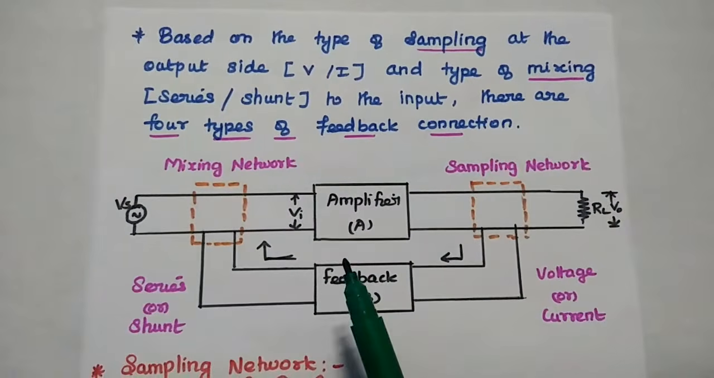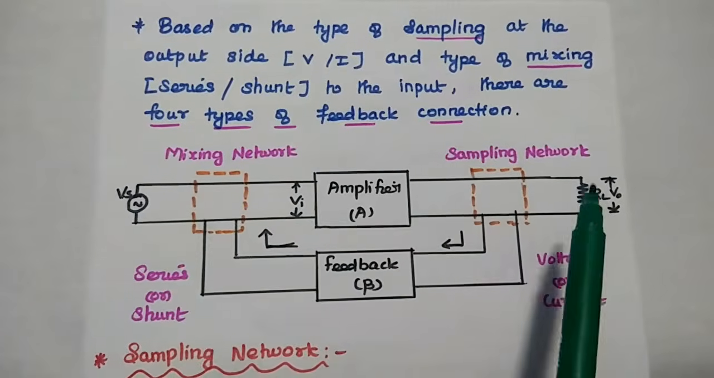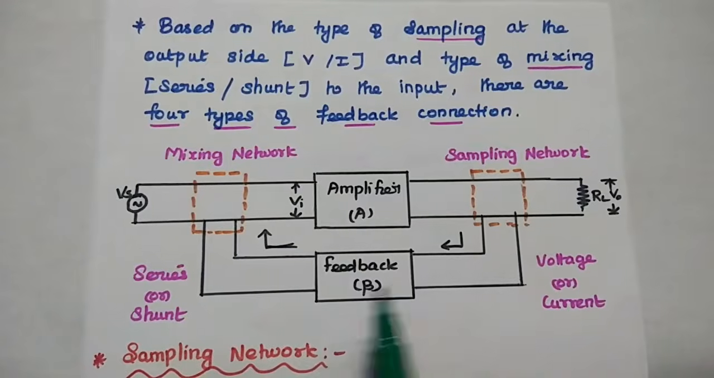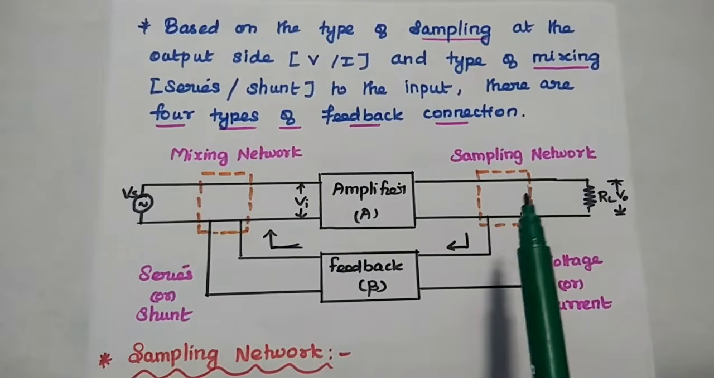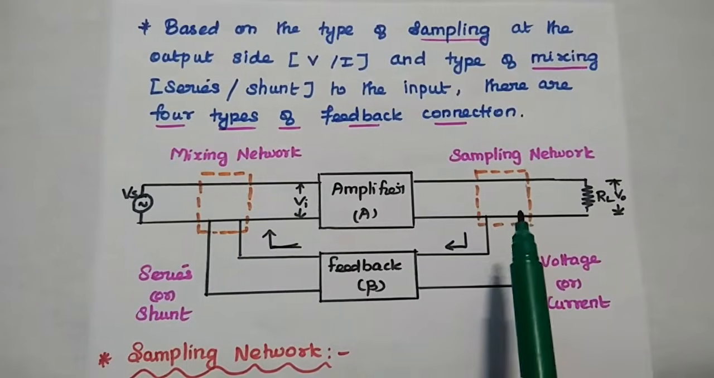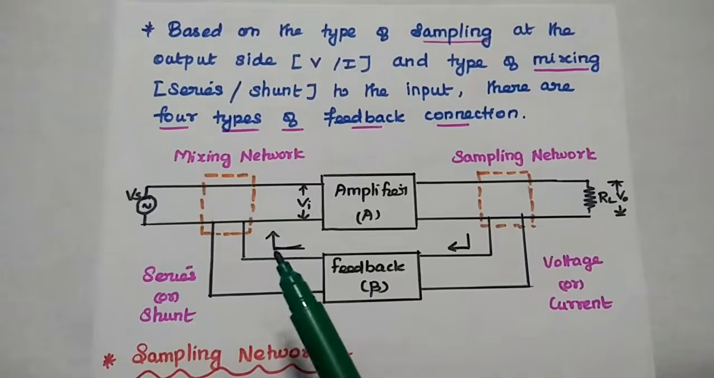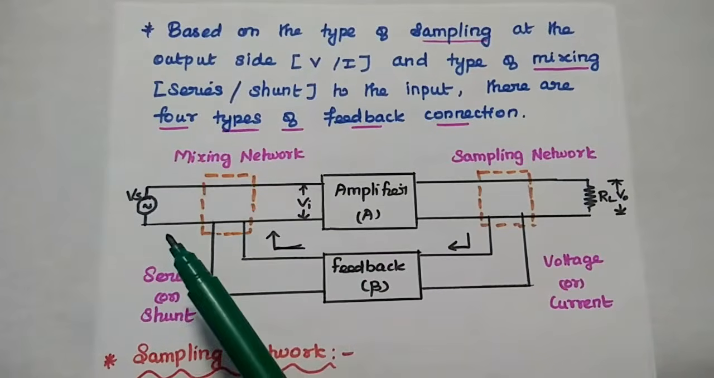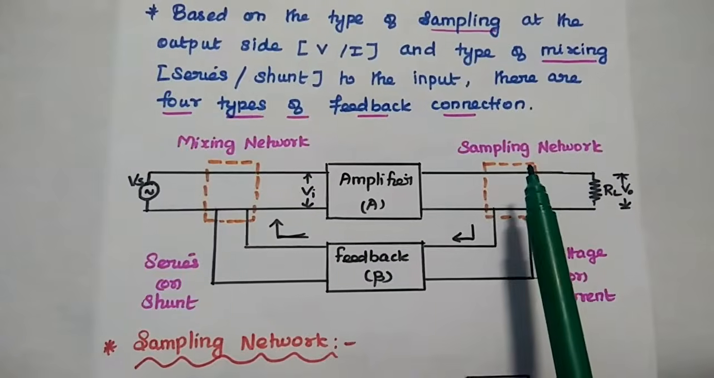This is the basic feedback amplifier circuit. So we are going to give the input, we are going to get the output, and we are giving the feedback signal through this feedback network. Taking the portion of the output is known as sampling network, and mixing that feedback signal with the input is known as mixing network. So these two are very important.